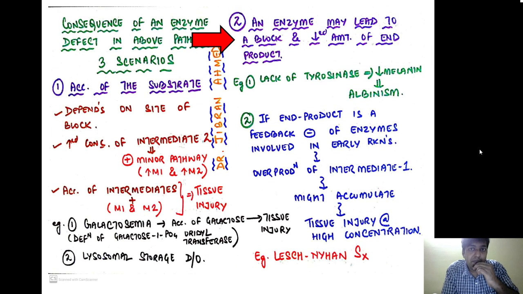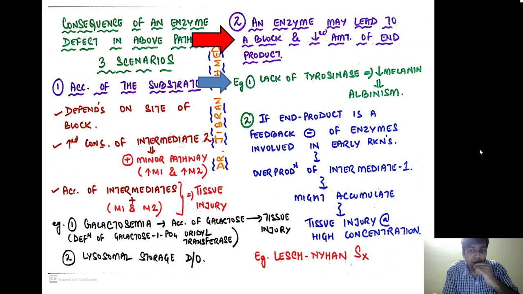When an enzyme may lead to a block and decreased amount of end product. So as I already told you, whenever there is a block because of an enzyme, it can lead to a decreased formation of an end product that is required. For example, lack of tyrosinase enzyme might lead to a decreased synthesis of melanin and can lead to a condition called albinism.